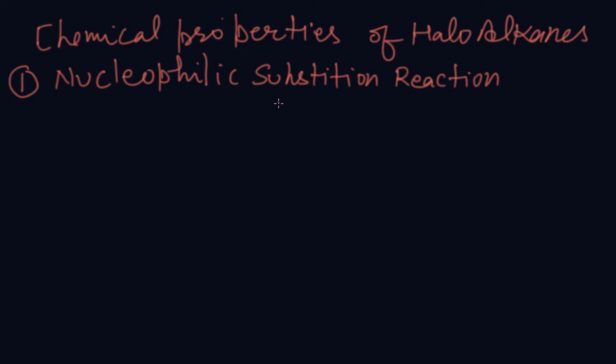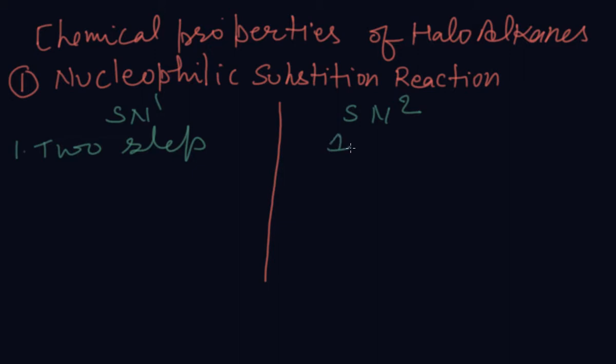Nucleophilic reactions are actually of two types. Number one is SN1 and number two is SN2. For the SN1 reaction, first I will tell you the points, then I will explain each and every point. SN1 reaction will complete in two steps and SN2 in one step. This I will explain by writing an example within 2 or 3 minutes.